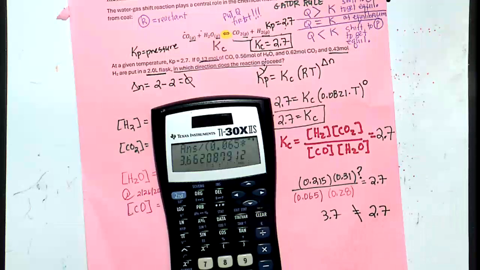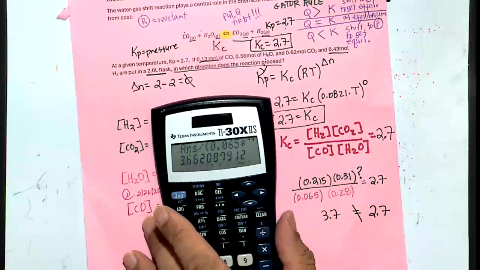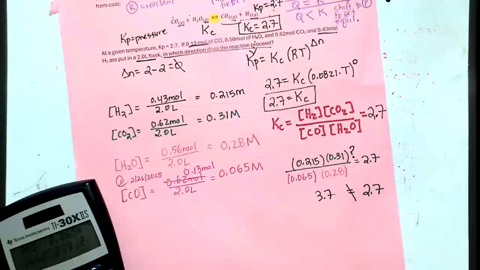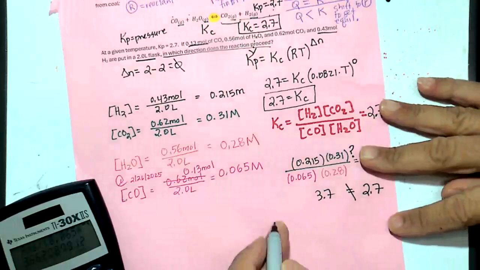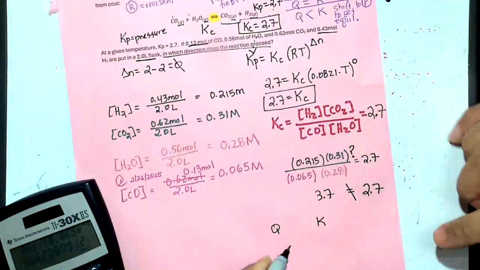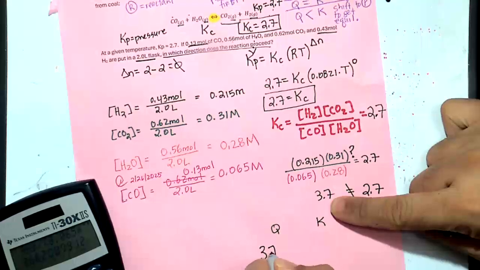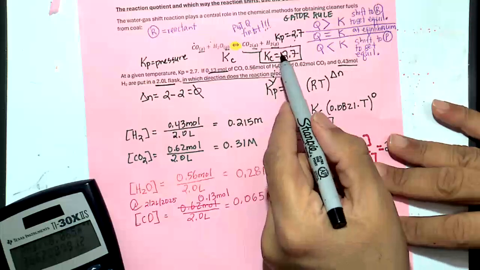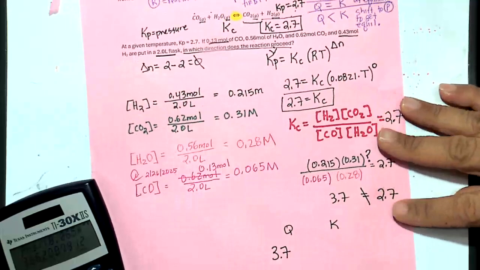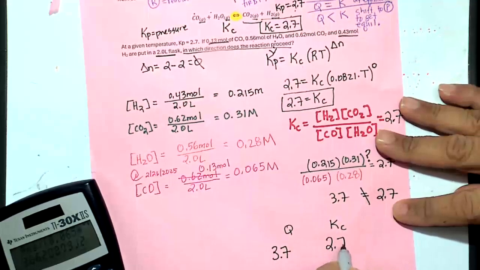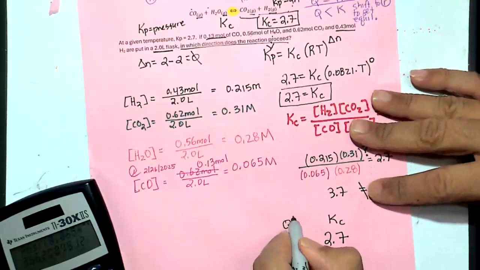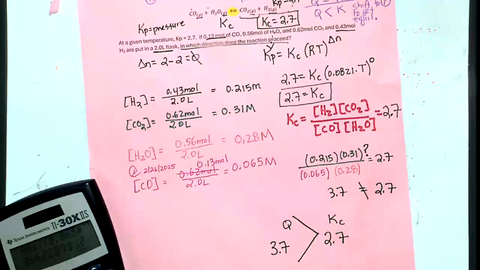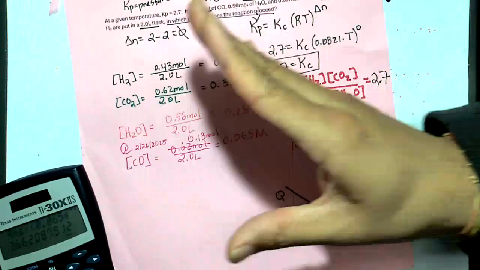So the question I have for you guys is, are we at equilibrium? No. Which way do we have to go to get to equilibrium, left or right? Remember, in the Gator rule, put Q first. So what is our Q? And what is our K? That's given to us. We calculated it from Kp. Kc is 2.7. Which is bigger, 3.7 or 2.7? Which way is the Gator chomping?